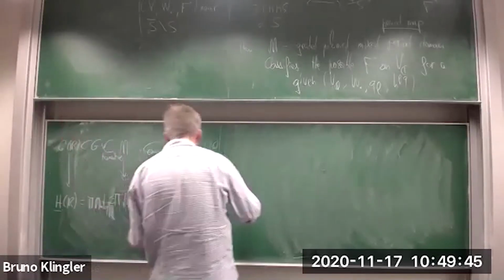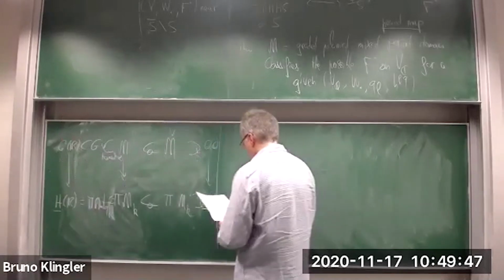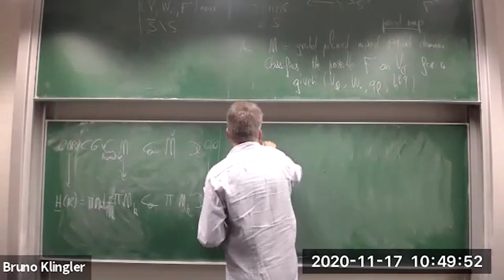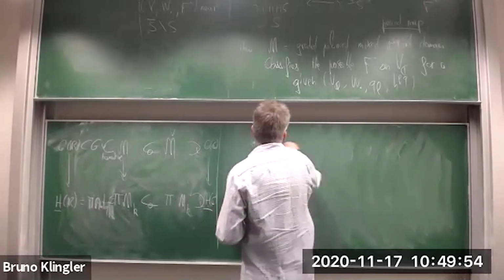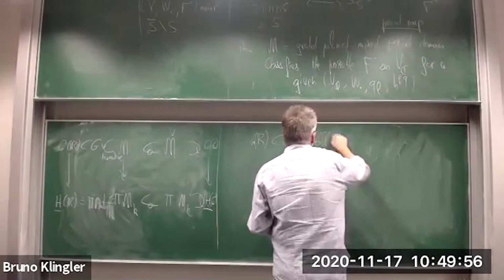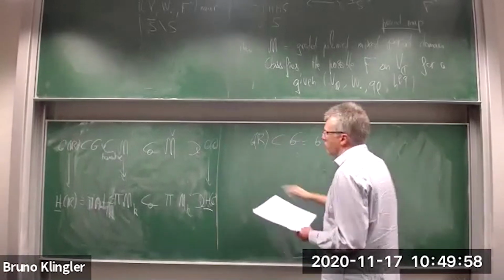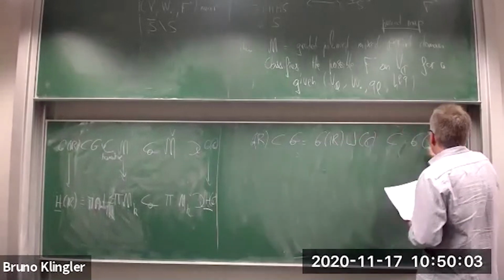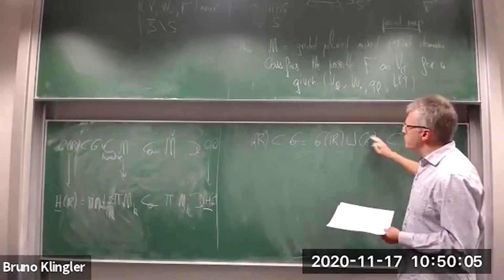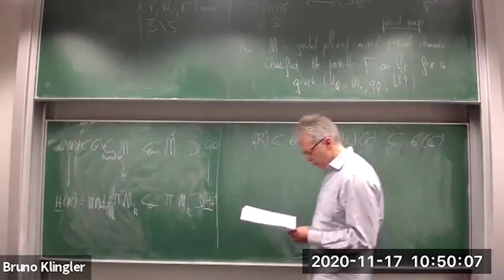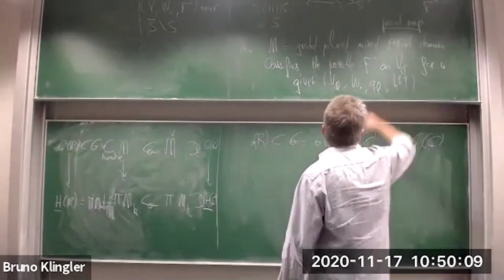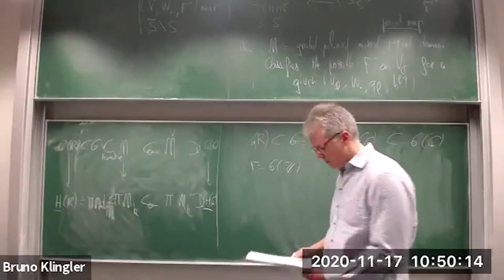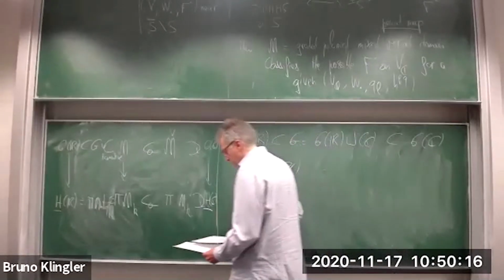So now what is this group G? Well, you have G of R, which is contained in G. So this is G of R times the unipotent radical of G of C, and this is contained in G of C. Nevertheless, this group is a nice semi-algebraic group, if you want. And finally, what is gamma? Well, basically, gamma is G of Z, or at least it is contained in G of Z.